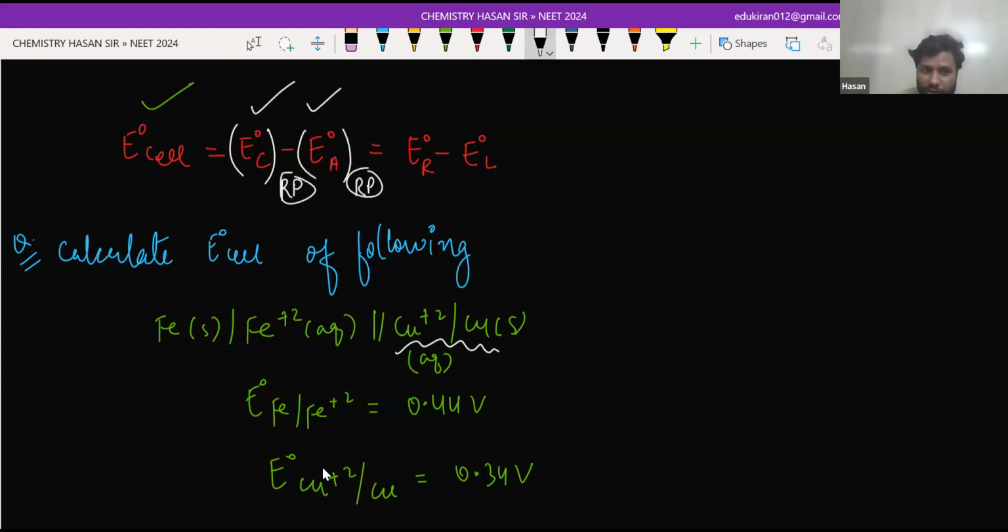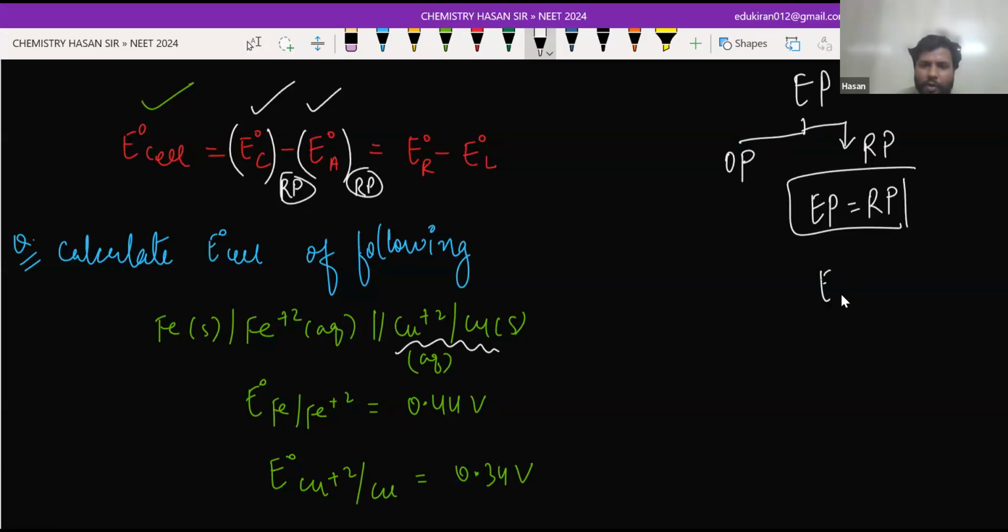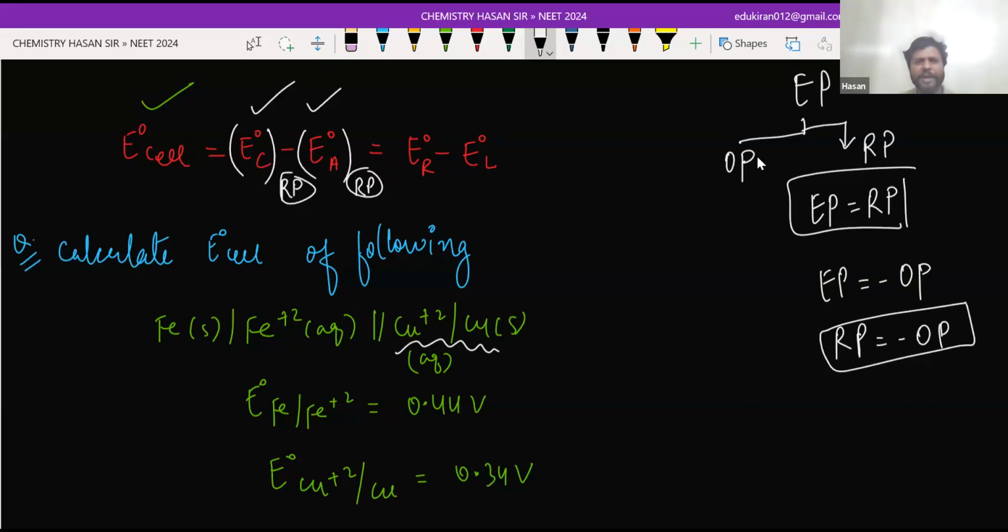E naught oxidation potential, because you know that electrode potential is of two types: oxidation potential and reduction potential. They will be equal for a particular reaction, only the sign changes. So basically, according to IUPAC, electrode potential is equal to reduction potential, and reduction potential is equal to minus of oxidation potential.